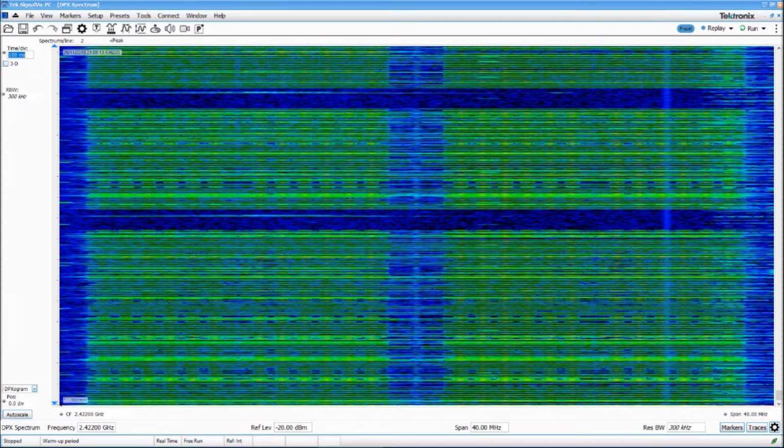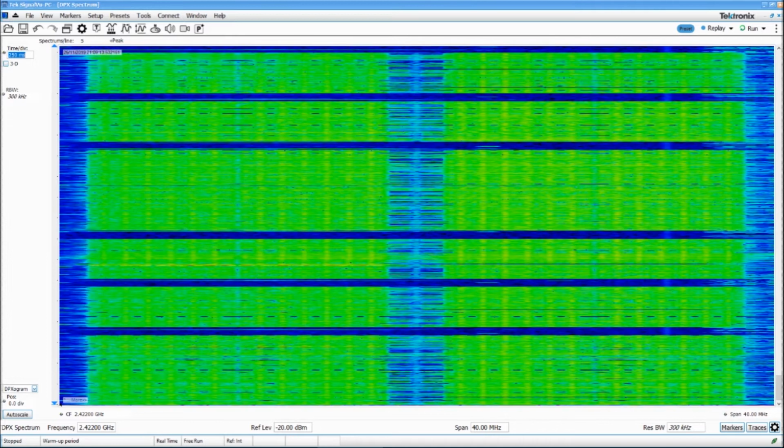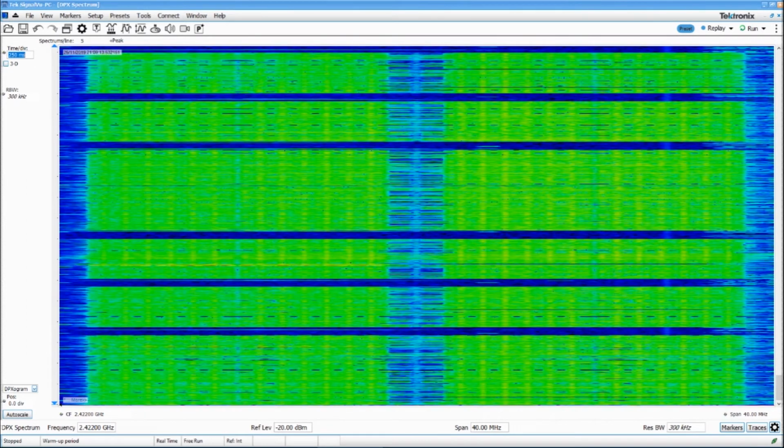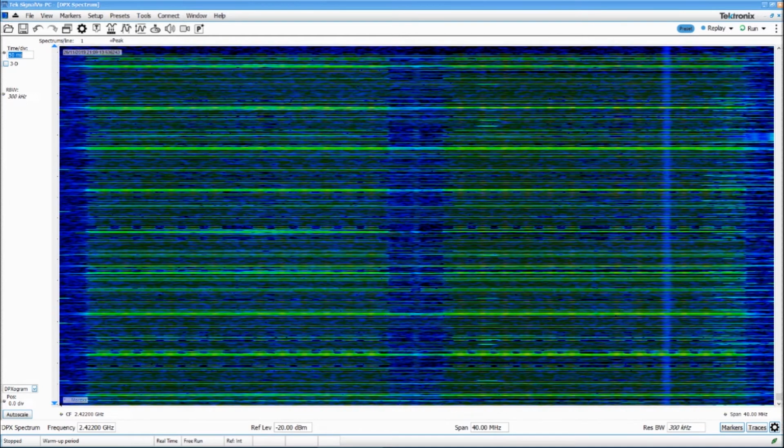We can look into the DPX spectrum more closely by stopping the acquisition. Zooming out, we can see the time structure of the song, but zoomed in, it is not fine enough to measure the note timings in this mode.